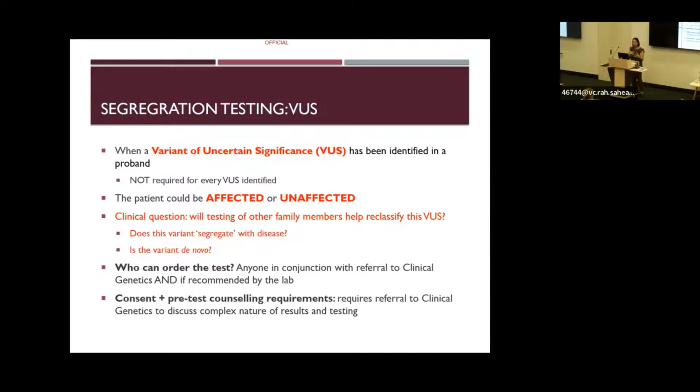So because this test is a bit complicated, we do recommend that it's only ordered in conjunction with a referral to clinical genetics, and also only if we, the lab, have recommended it. Because not all VUSs are able to be reclassified with segregation testing. It's a lot of time and effort, and I guess difficult for patient expectations if they do this testing thinking, oh yeah, we're going to reclassify the variant, but then actually it would not end up that way. So we do recommend referral to clinical genetics for that.